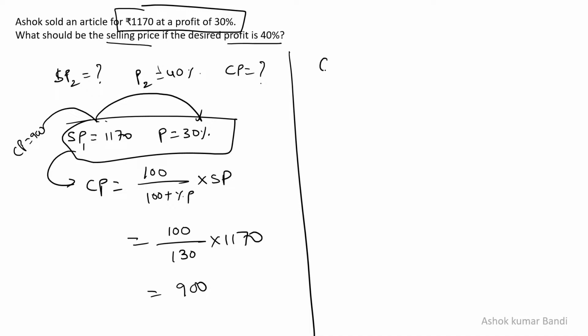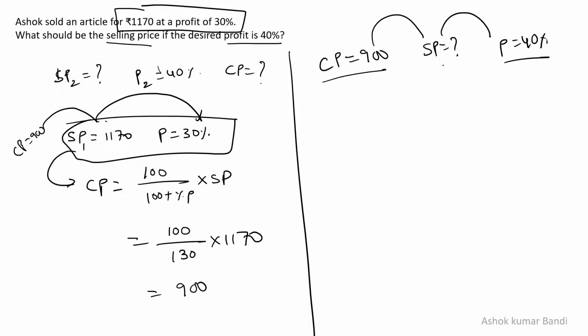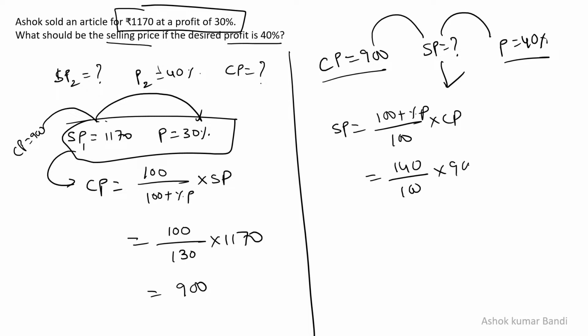Now whatever item he bought for 900, he wants to sell it for some price to make a profit of 40%. You know the cost price, you know the profit, so you can find the selling price. Selling price equals (100 plus percentage profit) by 100 into CP. In our case, that equals 140 by 100 into 900, which is equal to 1260. So when he gets 30% profit for the price of 1170, if he sold it for 1260, he is going to get 40% profit.